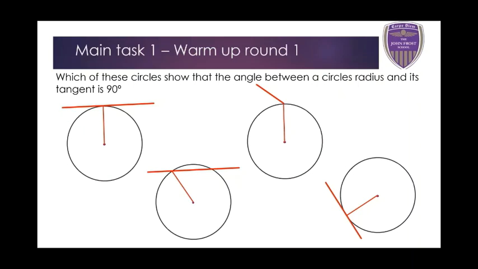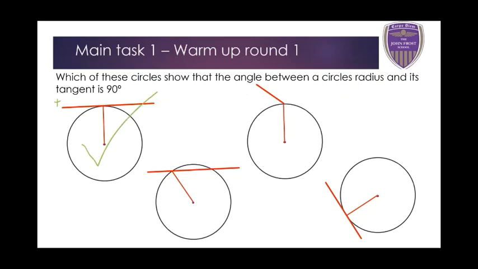Okay, so if we look at this first circle in the top left, it looks like we've got a tangent line and we've got the radius joining to it, and it looks like a pretty obvious tangent line. They're not going to try and trick you in the exam. It'll be blatantly obvious if it is or isn't a tangent line. Okay, so this looks pretty good. We've got a radius meeting a tangent at 1 point.